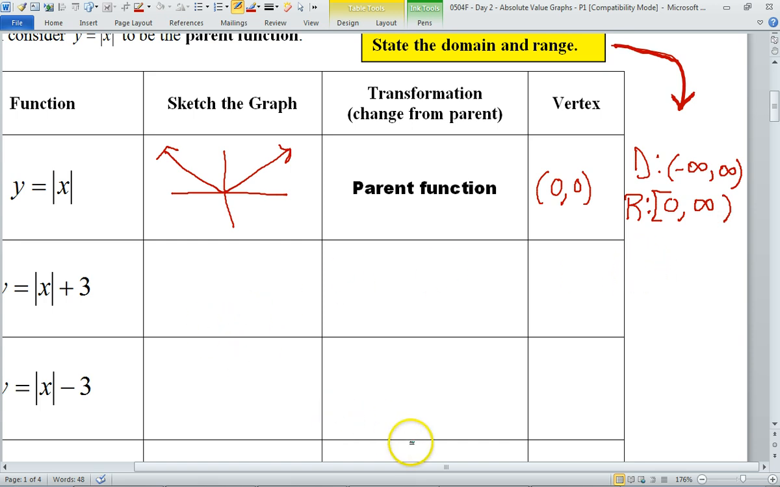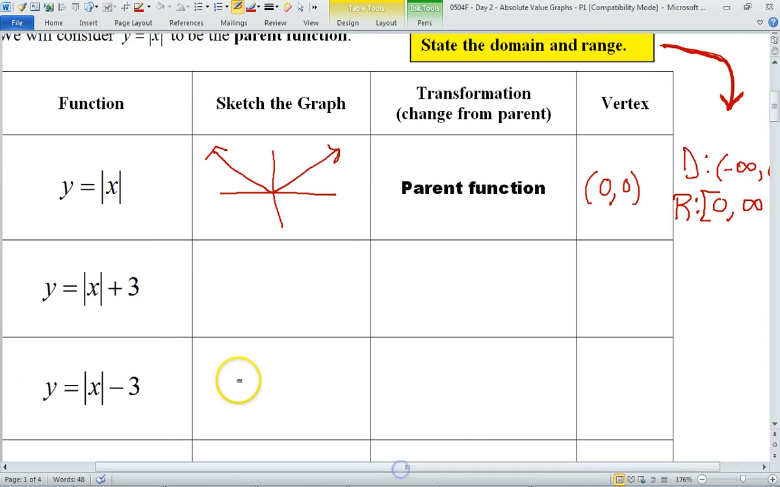Okay, now based on what you learned when we did parabolas, what do you think is going to happen when I add 3 onto the end? Going up 3. Isn't it just going to go up 3? Isn't that what you would guess? And you'd be right. Adding 3 on the end is just going to make the graph go up 3. So 1, 2, 3. And then it's going to make the V, as usual.